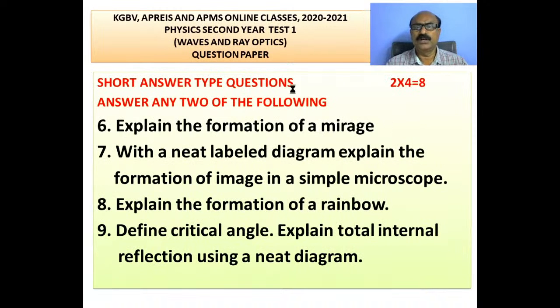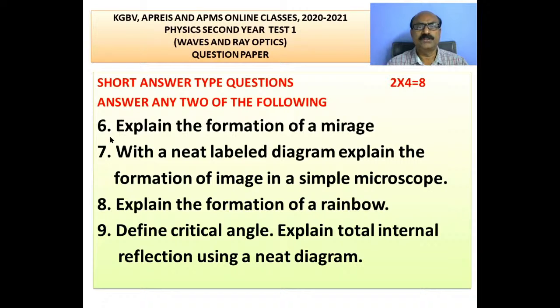Now if you go to the second part, short answer type questions, each question carries 4 marks. But in this part, you have choice. But it's not 50% choice. I just gave 50% choice here, but in the public examination you will not be given 50% choice. Only 8 questions will be given, out of which you have to answer 6 questions.